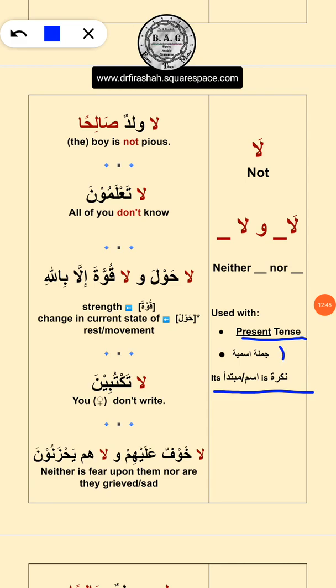Okay, so this was our Jumla Ismiya, La Waladun Salihan, and our khabar was Nasab. Then we have La Ta'lamuna. I hope you remember this Ta'lamuna. This is your fail muzari for Antum. Antum Ta'lamuna. Okay? La Ta'lamuna. All of you do not know. Okay? Alright. Next we have La Taktubina.